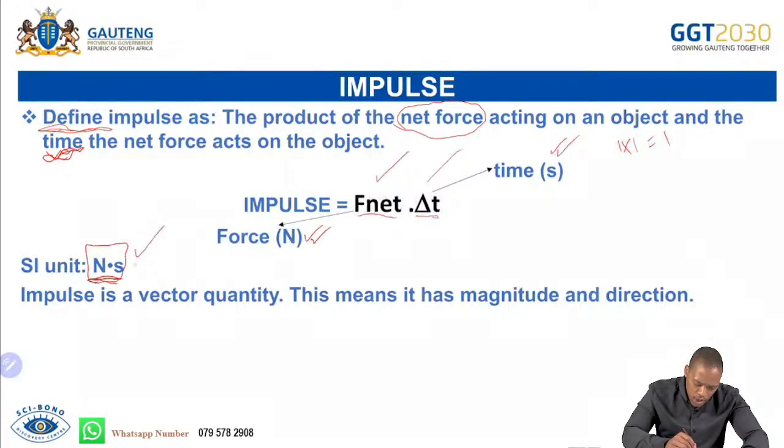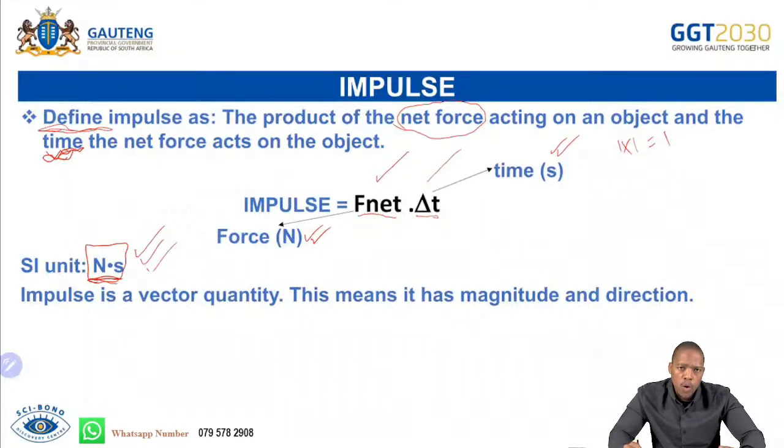This is the formula that you are expected to use. This and only this is the formula that you, as a grade 12 learner doing technical science, are expected to use whenever you are asked to either calculate or determine the impulse on an object, in Newton second.